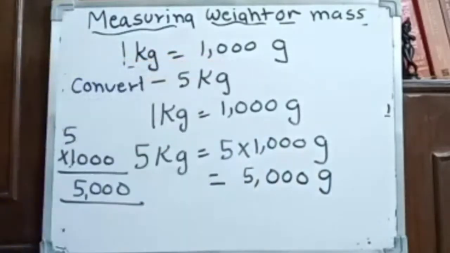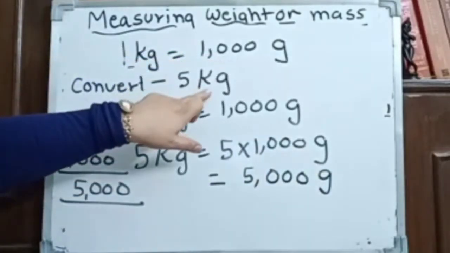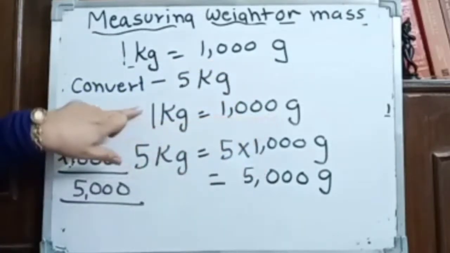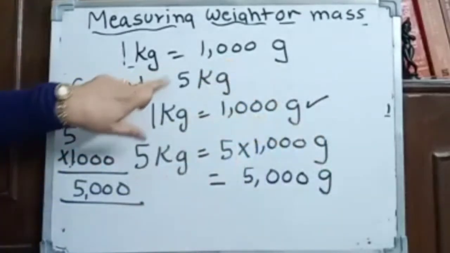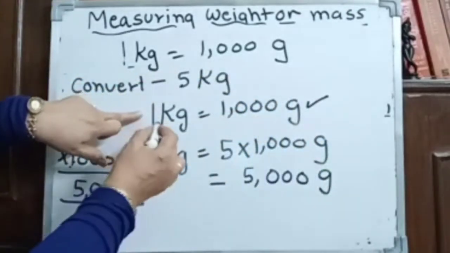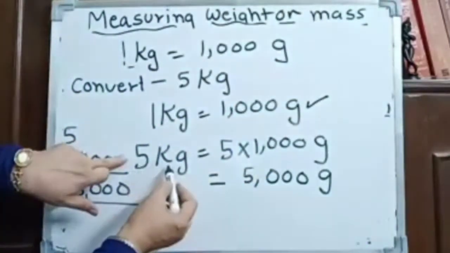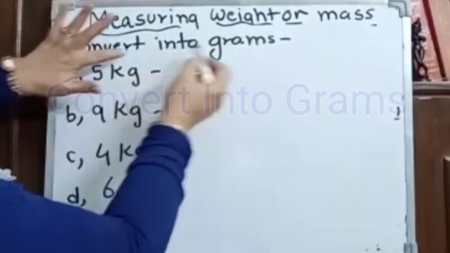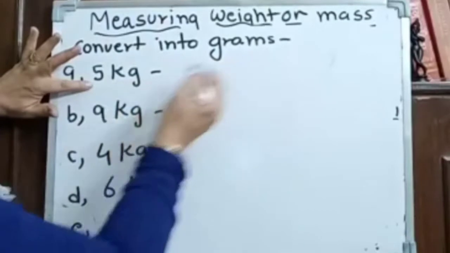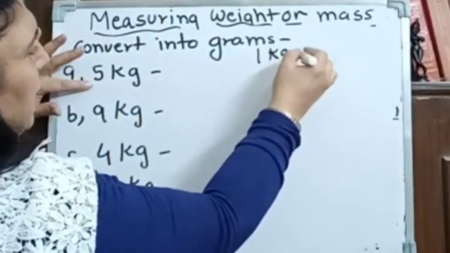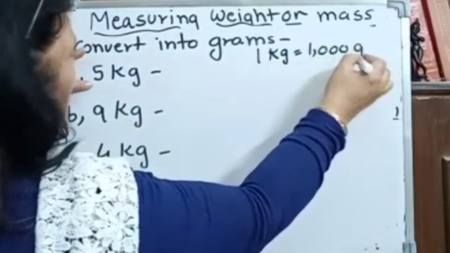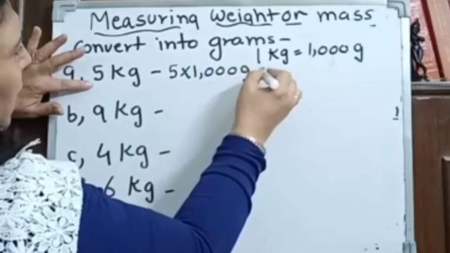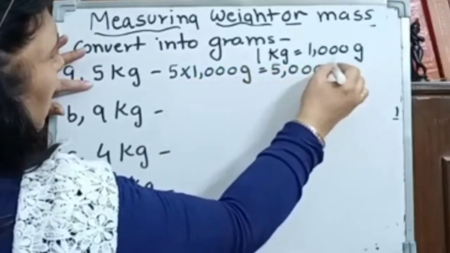1 kg is equal to 1000 gram. Then 5 kg we have to convert into gram. This step you have to follow in each and every sum. Again you have to write this. Then 5 kg is equal to 5 into 1000. Convert into grams, 5 kg. Now you all know that 1 kg is equal to 1000 grams. So 5 kg, 5 into 1000 gram, here we have 5000 grams.